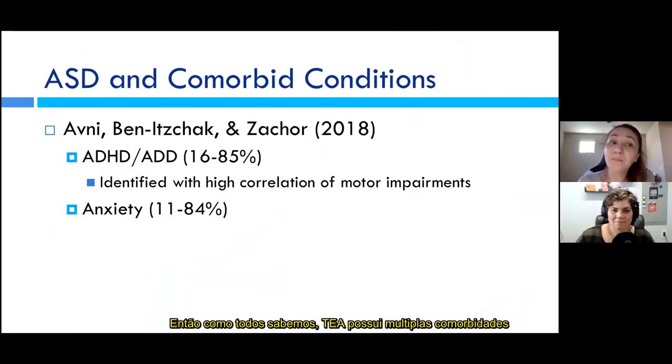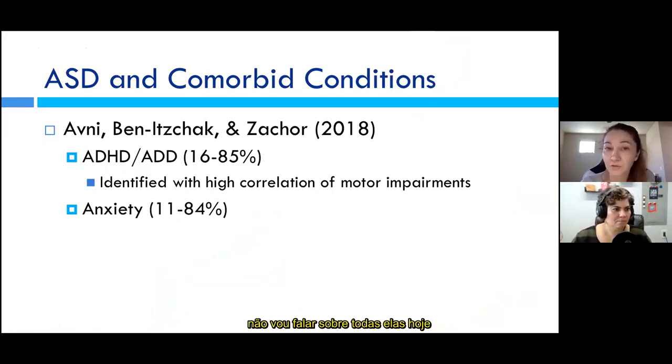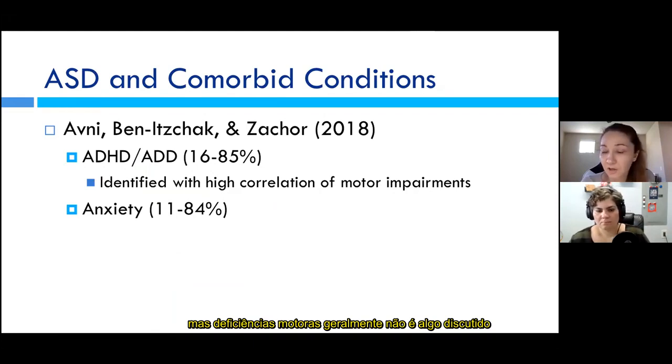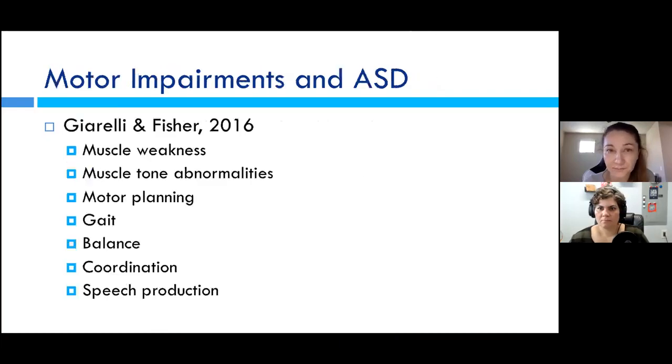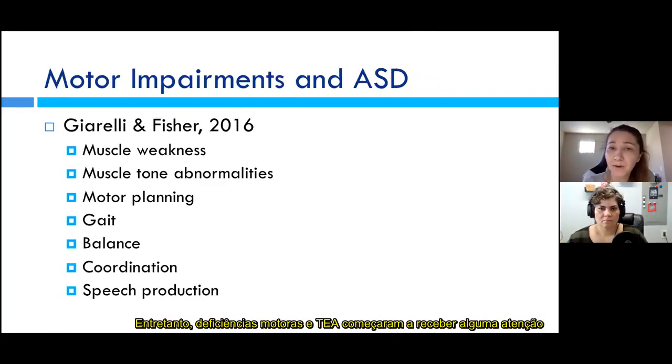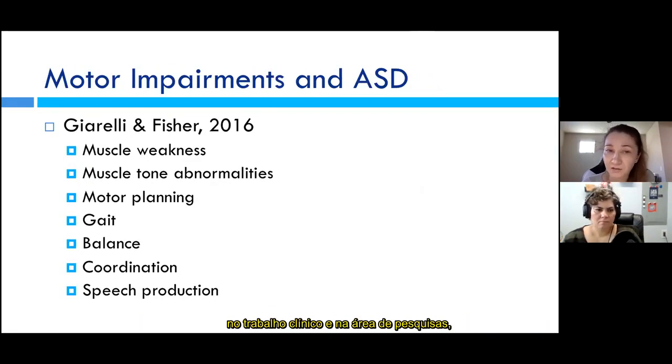Thank you. So, as we all know, ASD has multiple comorbidities. I'm not going to really discuss all of them today. I just want to point out a few very prevalent ones, which are ADHD, ADD, and anxiety. But motor impairments are usually not something widely discussed, and we don't see a lot of mention of motor impairments in literature. However, motor impairments and ASD have started to get some attention in clinical work and in the research area.